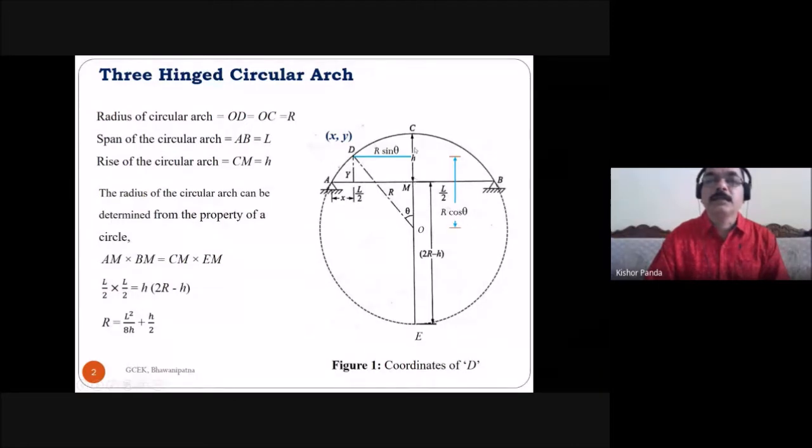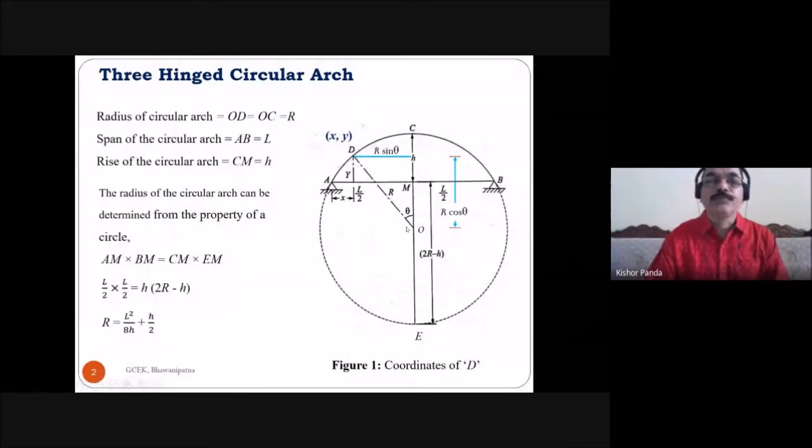And this is the height of the rise of the circular arch. And what is this length? This length is equal to 2R minus H, because the diameter of the circular arch is D, that is equal to 2R. So this length is equal to 2R minus H. So how will you find the radius of the three-hinged circular arch?